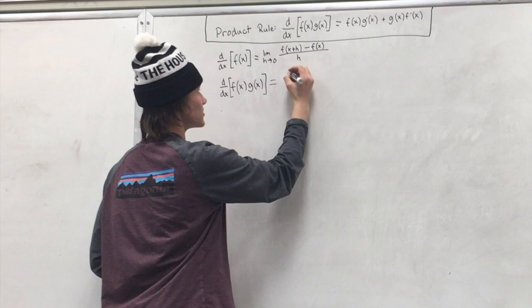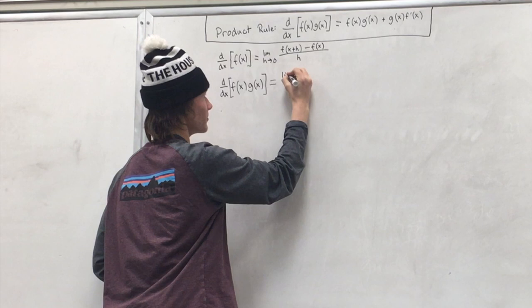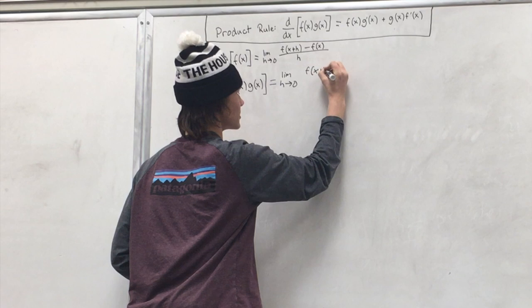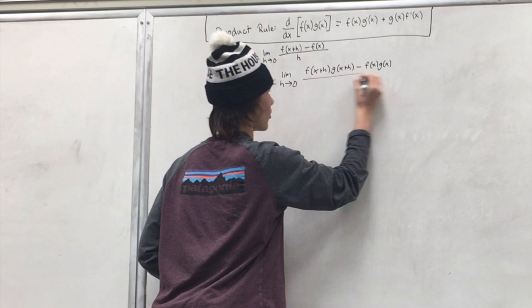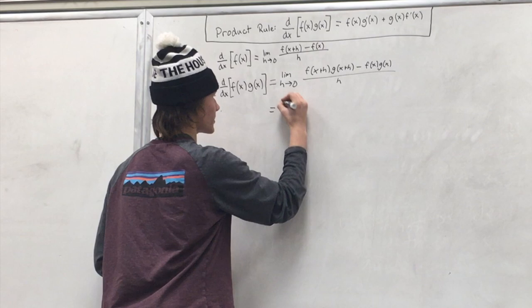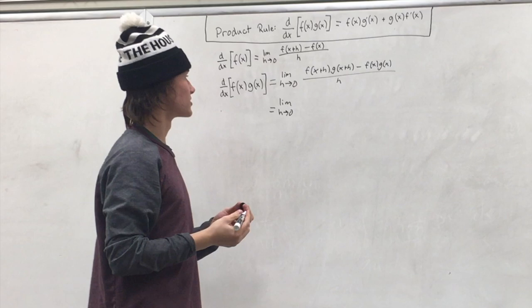So we have the derivative of f of x times g of x equals the limit as h approaches 0 of f of x plus h times g of x plus h minus f of x times g of x, and then that's all going to be over h. From that, we can then say the limit as h approaches 0, and this is where we're going to begin to manipulate this equation algebraically so that we can ultimately prove the rule as a whole.